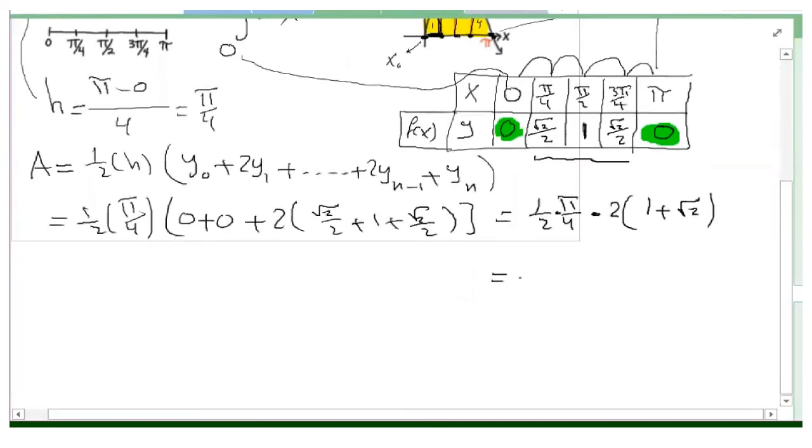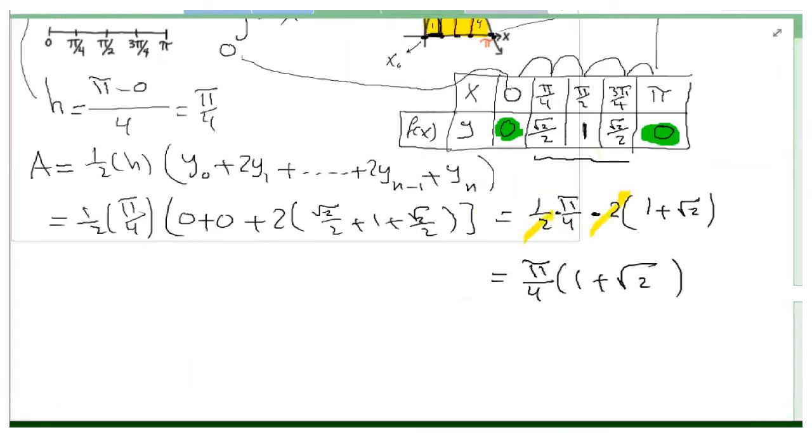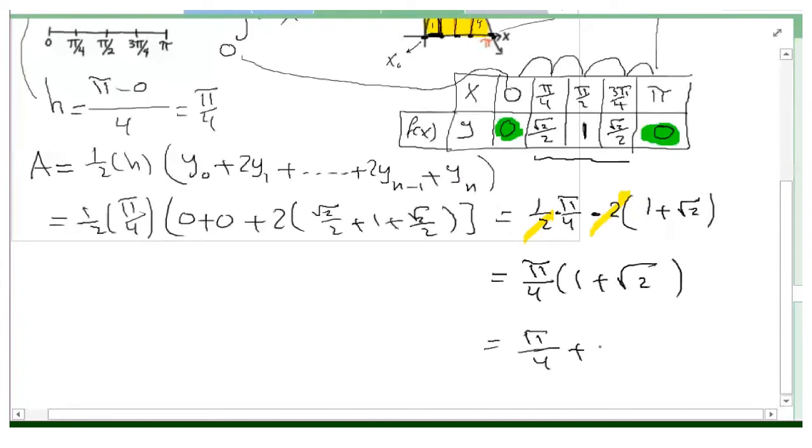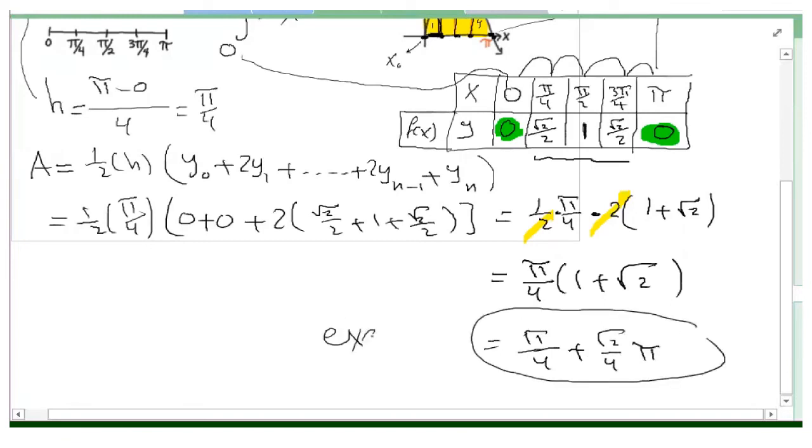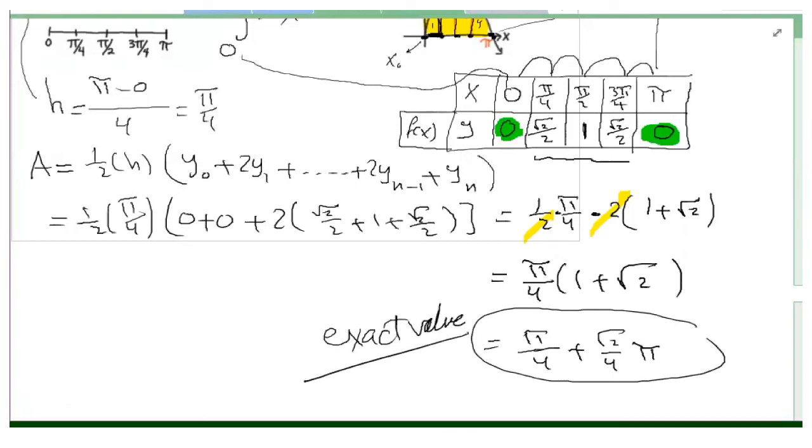So it can be written as pi over 4 multiplied by 1 plus root 2. After cancelling 2 with 2, it's pi over 4, which can be written as pi over 4 plus root 2 over 4 pi. If you wanted to expand the bracket, this is the exact value of the area below the curve. Of course, if you need to find the answer in 4 decimal places or 2 decimal places, you can change pi into 22 over 7 or 3.14.